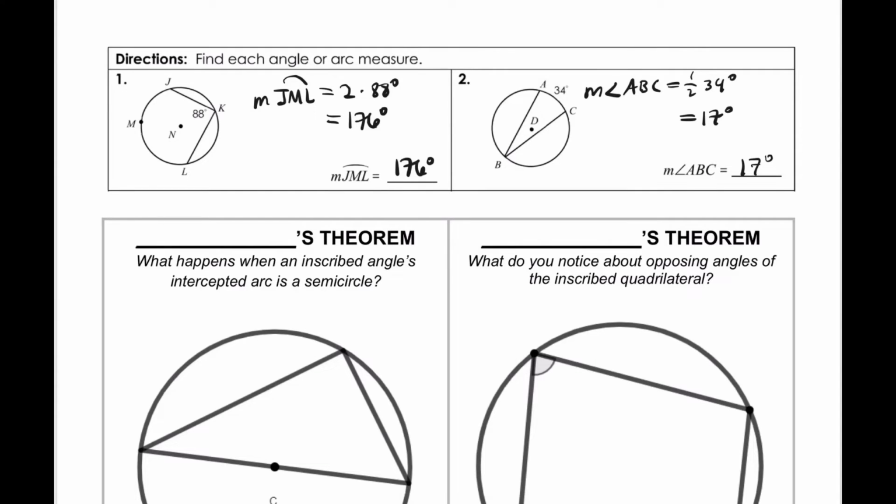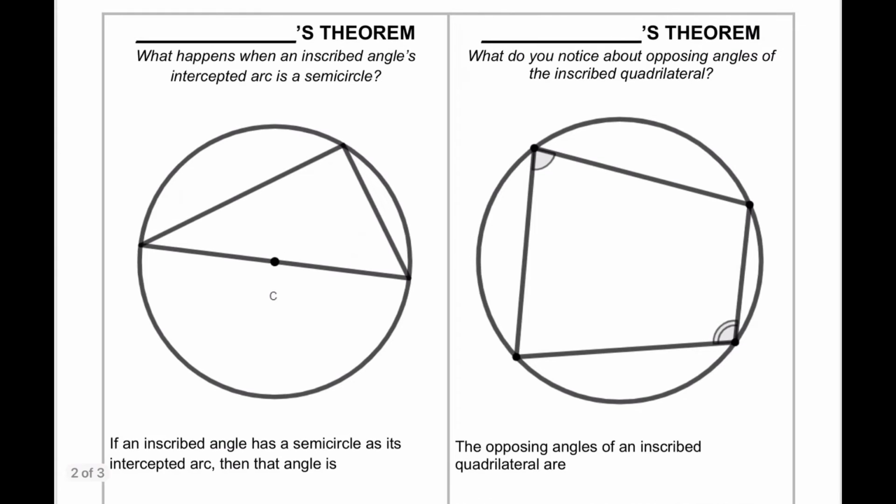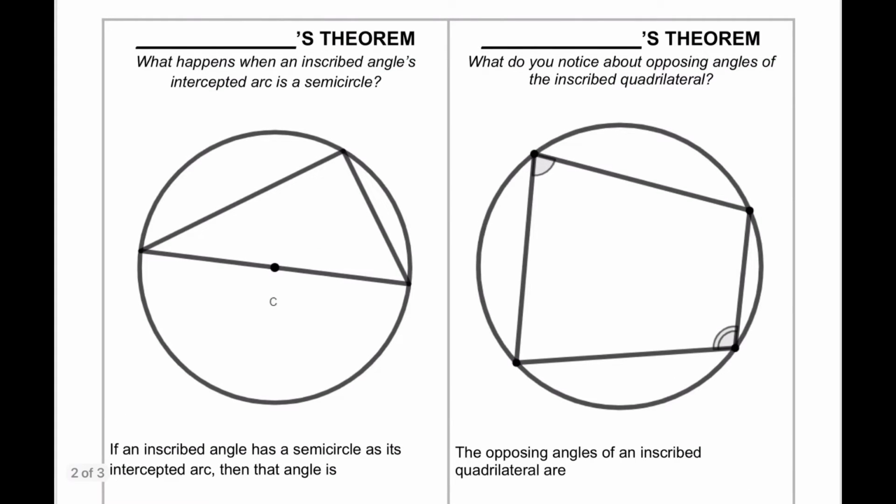Okay, so we're going to do a couple more theorems. I think we got 2 more and we're done. What happens when an inscribed angle's intercepted arc is a semicircle? That's a lot of fancy math language, right? All we're saying is, what happens when an inscribed angle, like this guy right here, has an intercepted arc that is a semicircle. Look at this. This guy is a diameter, so it creates this semicircle. So the intercepted arc is what? It's 180 degrees, right?